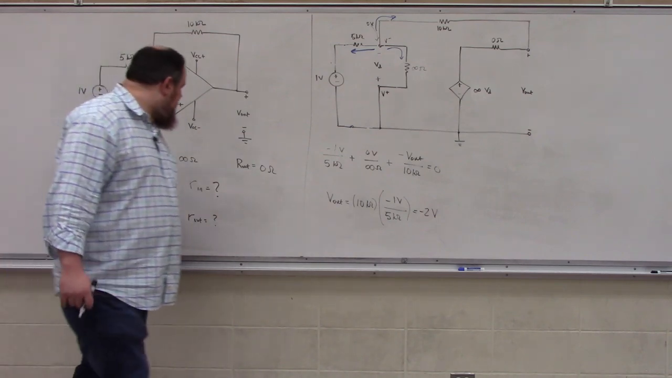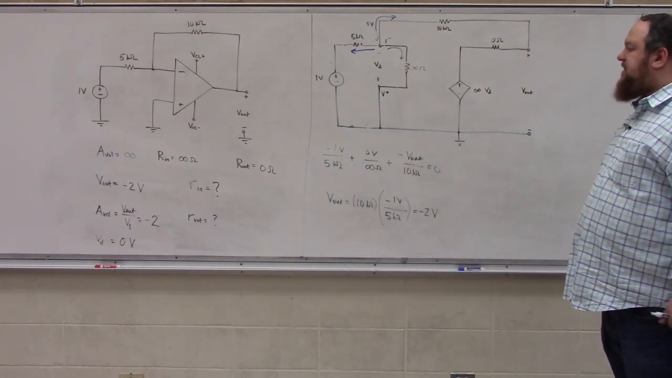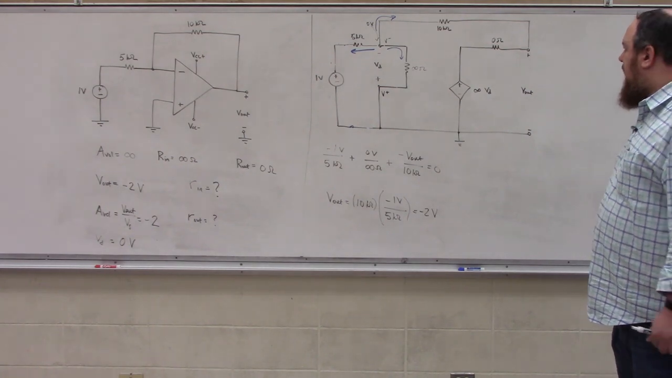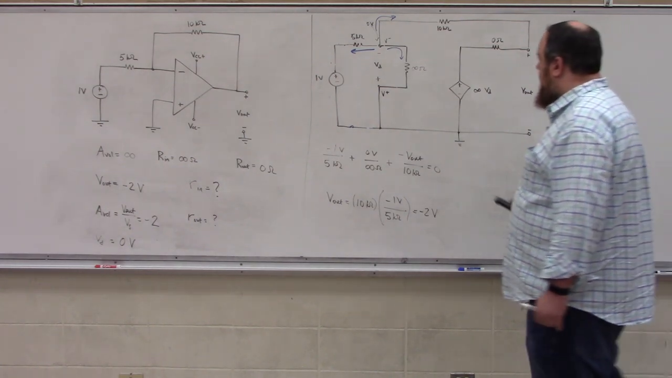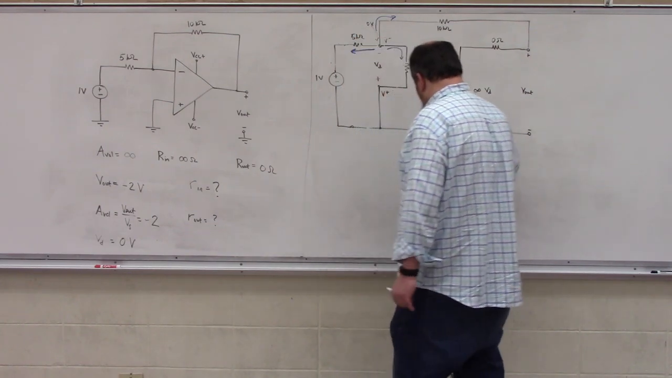And the last things that we need to calculate are, again, our input resistance seen by our voltage source and the output resistance seen looking into the output terminals of the op-amp.